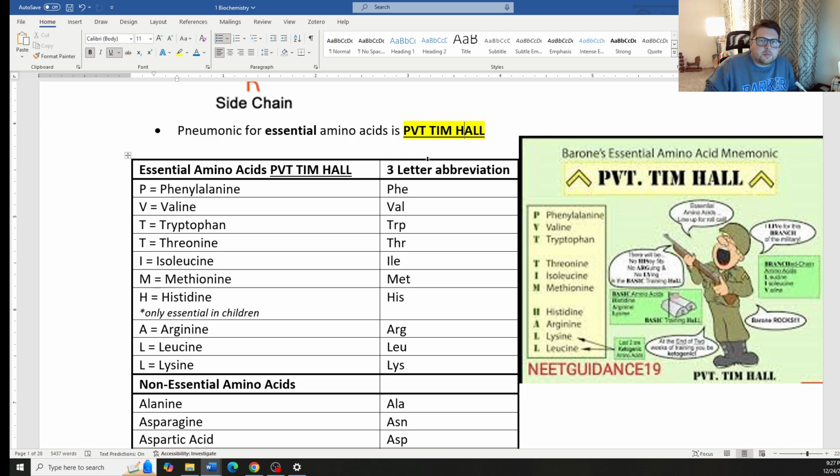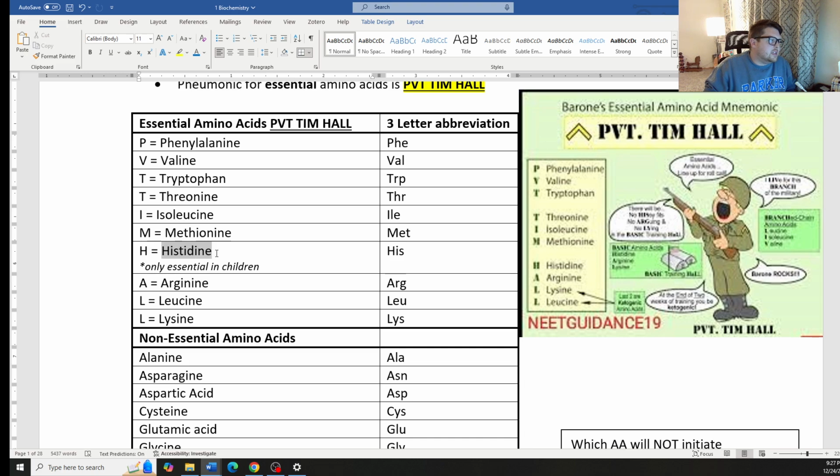This is one of the times in boards where you just have to suck it up and memorize what amino acids are essential. This mnemonic helps with that, as well as the flashcards we will see later, to remember which ones are absolutely necessary. Histidine is the exception, and boards loves to ask about exceptions.